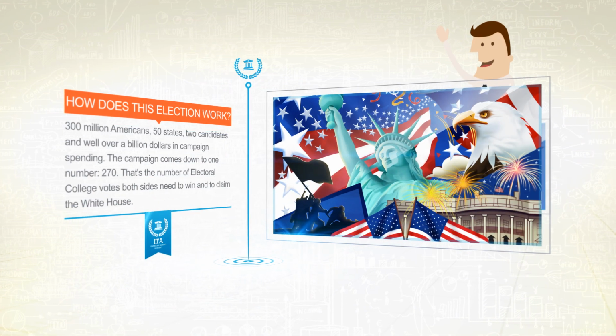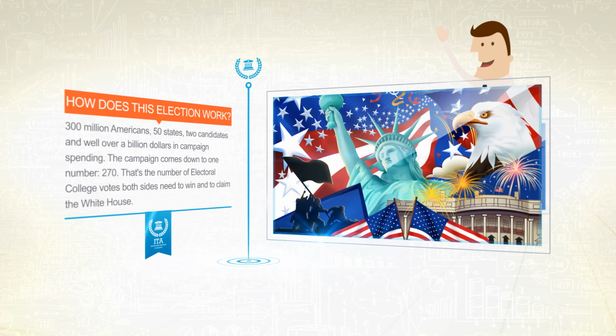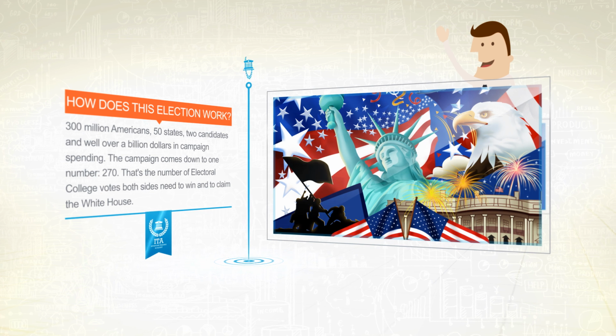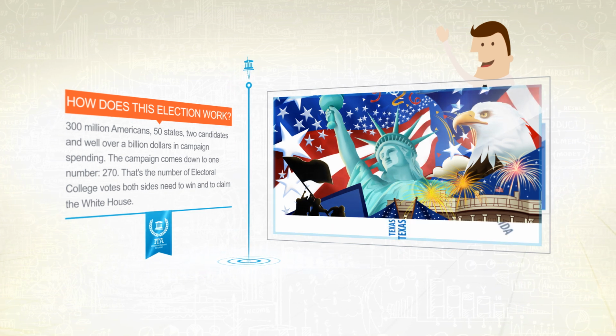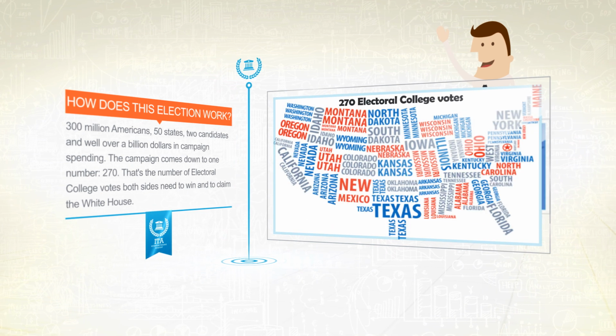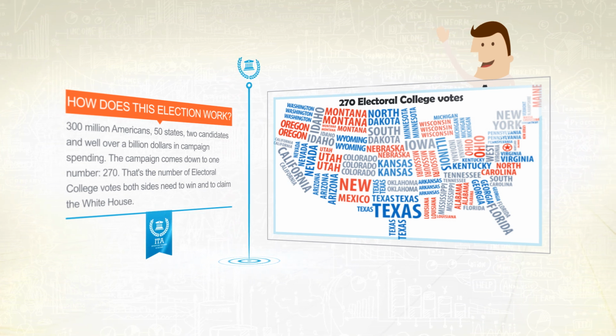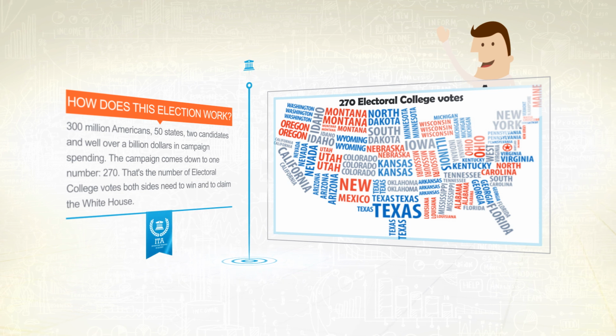300 million Americans, 50 states, 2 candidates, and well over $1 billion in campaign spending. How does this election work? The campaign comes down to one number, 270. That's the number of electoral college votes both sides need to win and to claim the White House.